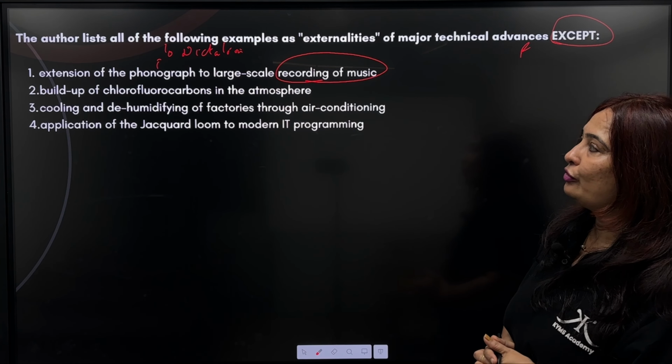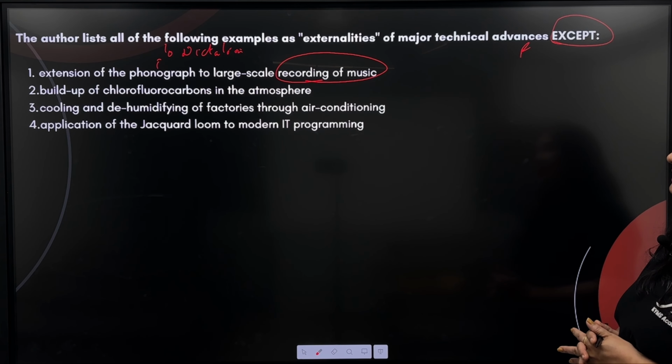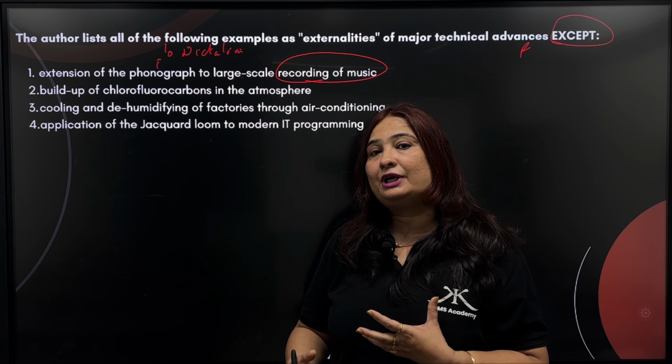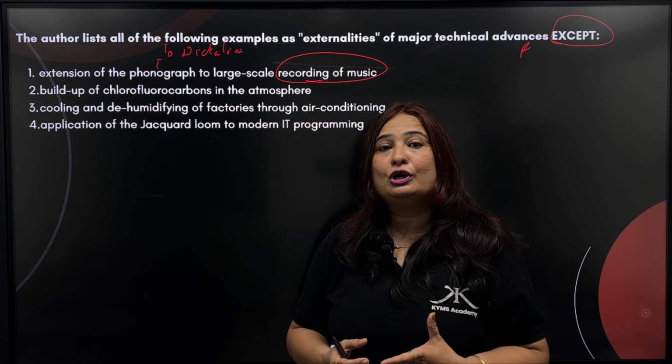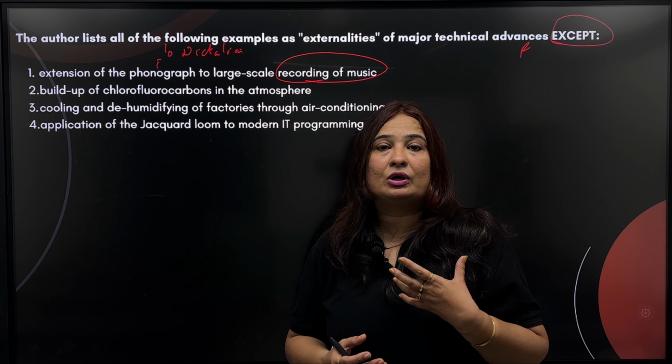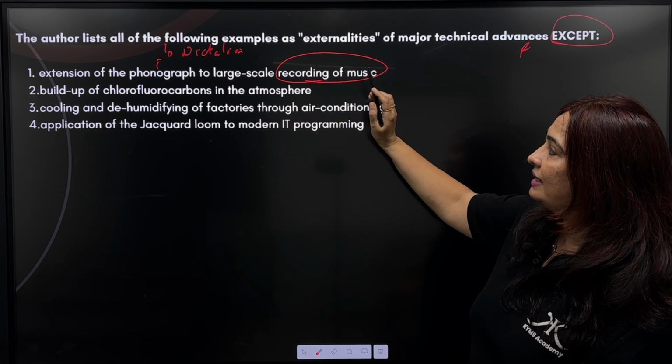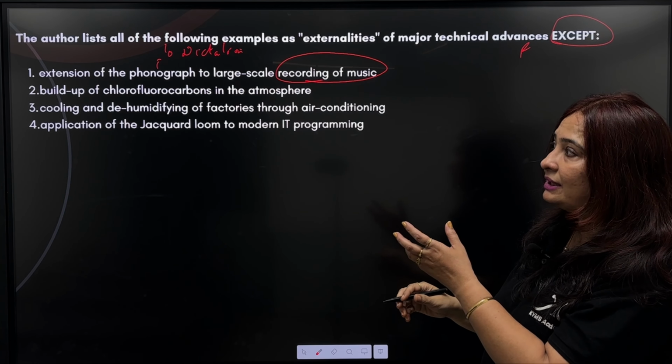Buildup of chlorofluorocarbons in the atmosphere. Yes, again this is a case of unintended consequences. और ये किस reason से होते हैं? Maybe because of the industrial revolution, or maybe because of the buildings or industries, factories. Okay, so yes, this is also an example of externality. So again I am going to eliminate this.